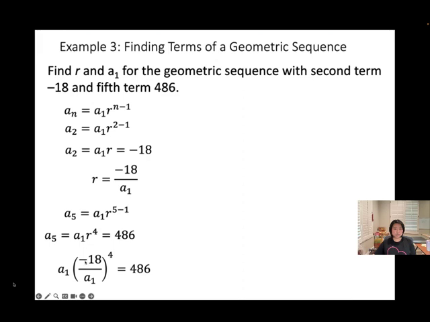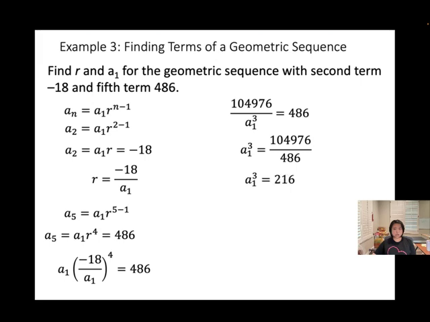Use your calculator, find out negative 18 to the power of 4. The negative goes away because this is an even number, right? And then this is a1 to the power of 4. You cancel one of them. So you're left with a1 to the power of 3. Simplify it. You should get a1 to the power of 3 equal to 216. Take the cube root for both sides. So a1 equal to 6. After you find the a1, put it back to the r here. Find out what your ratio is. That will be negative 3.